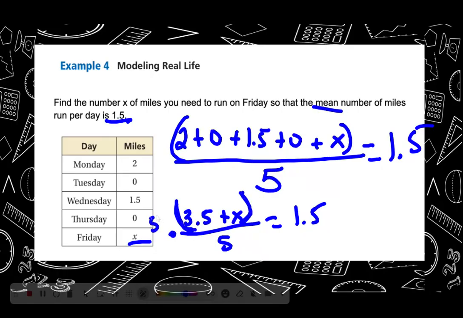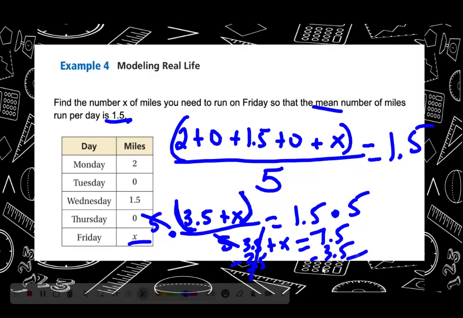Because the numerator I have in parentheses, we're going to save that for last. So we're going to multiply by 5 first. That would cancel out. Multiply by 5. So 1.5 times 5 is 7.5 equals 3.5 plus some number. And then we're going to subtract 3.5 minus 3.5. And that'll give us 4.0. So X is 4 miles. So you need to run 4 miles on Friday in order to have the mean of 1.5 for the week.